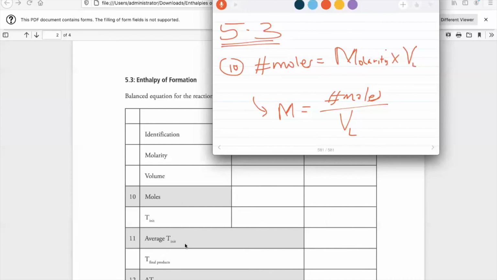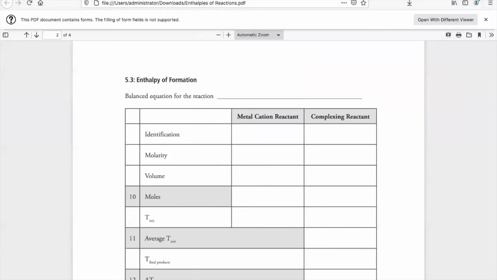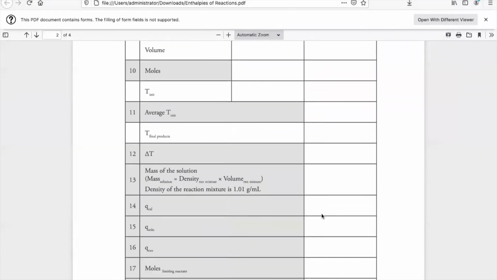You'll come down here and do what? Proceed with the change in temperature. So you'll see the final temperature and the average. Final minus initial, which is the average, will give you the change in temperature. Now, the mass of the solution is given by density times the volume. Look at what I'm highlighting here, reaction mixture.